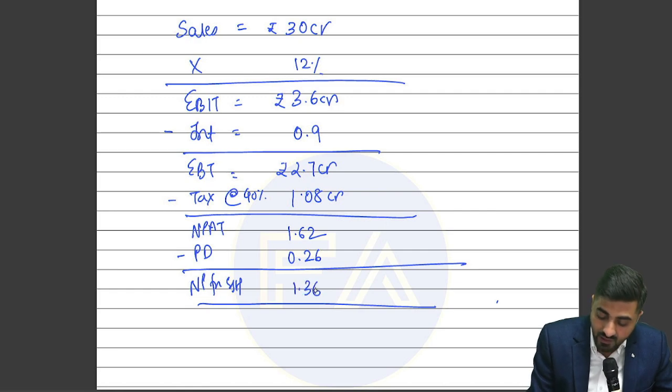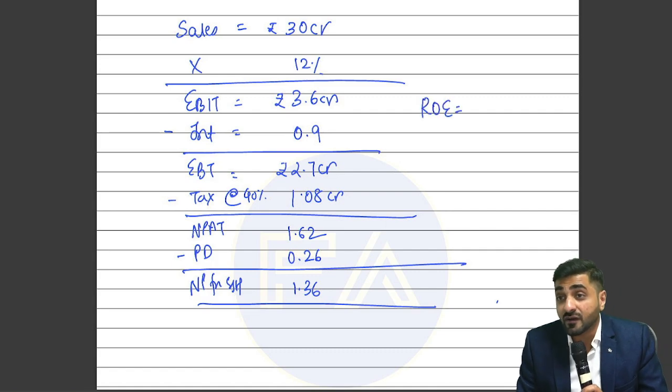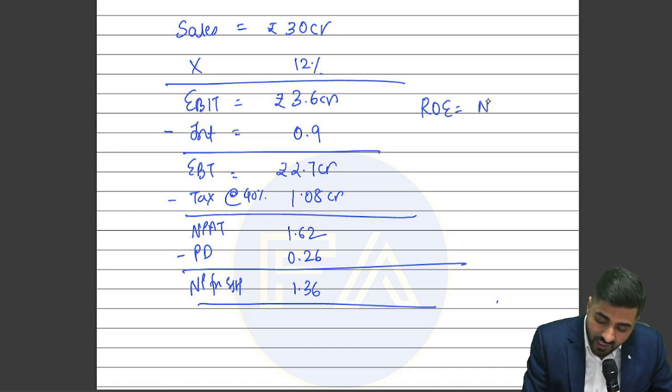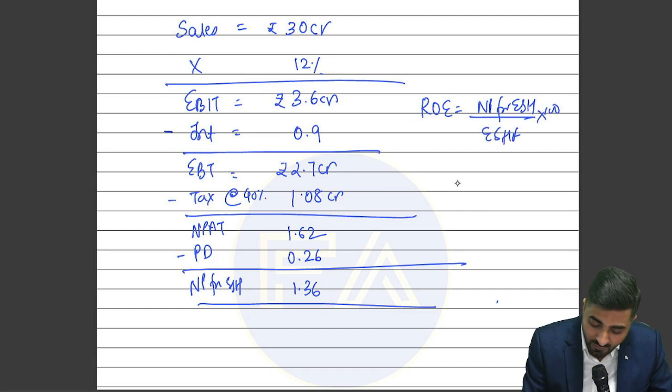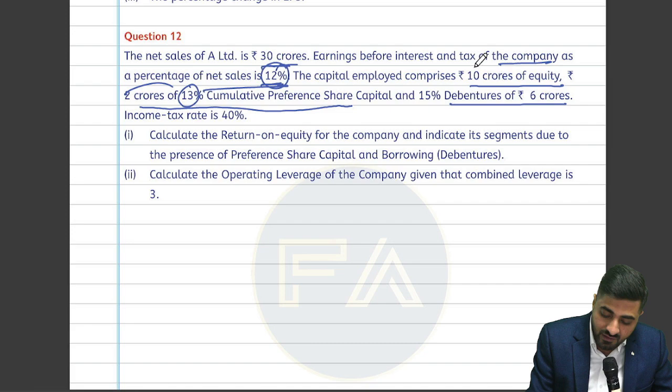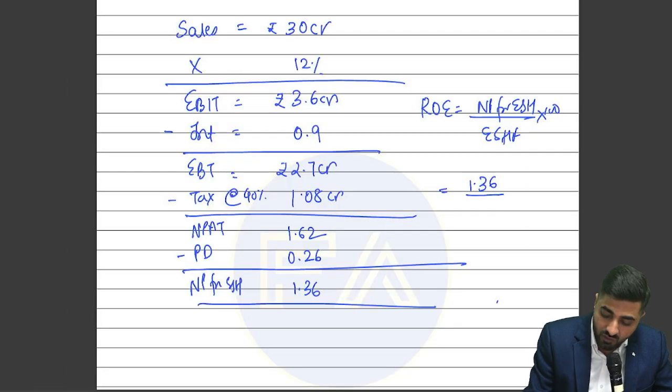Can you give me ROE? What is the formula for ROE, beta? Net profit for equity shareholders, divided by equity shareholder funds, into 100. What is the net profit for equity shareholders? 1.36. If you look at the question, what is the amount of the equity? 10 crores. So this will be 13.6%.